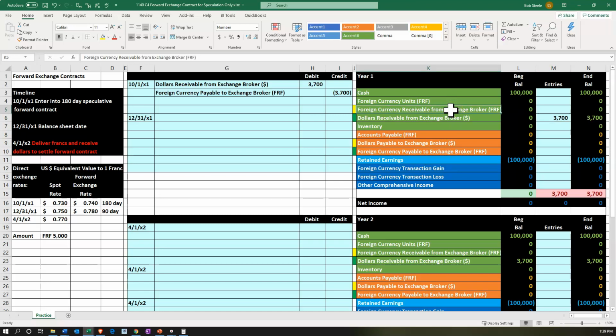We're not going to be using them, but we've seen these accounts in the past, if it was reversed. So we're using the dollars receivable versus the foreign currency receivable here. And then on the payable side, we're going to be using the foreign currency payable because we're going to be paying in foreign currency. And there we have that.